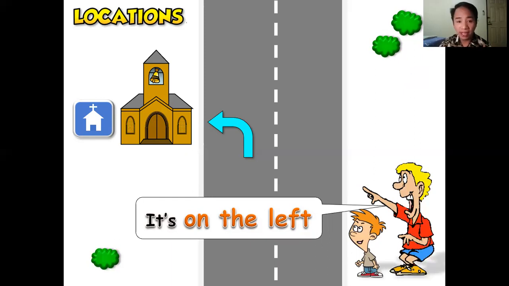So look at the symbol. It's turning left. So that indicates left side. So it's on the left side of the road. You can find the church. Okay, so that is the answer. It's on the left.